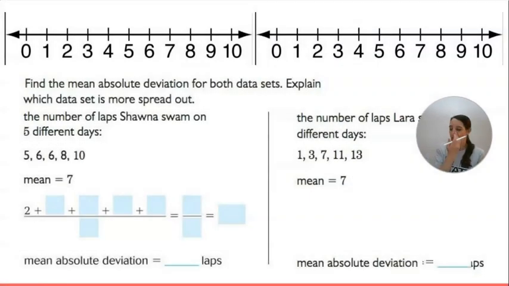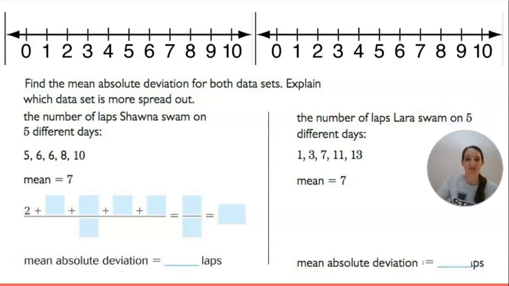Good night. All right, so we have the number of laps that Shauna swam on 5 different days and the number of laps that Laura swam on 5 different days. So it can also show us who's more consistent. If you have a mean absolute deviation that's small, it means you're staying with the same numbers. If you have a large mean absolute deviation, it means you're spread out all over the place. So we can find out which of these, Laura or Shauna, is more consistent.